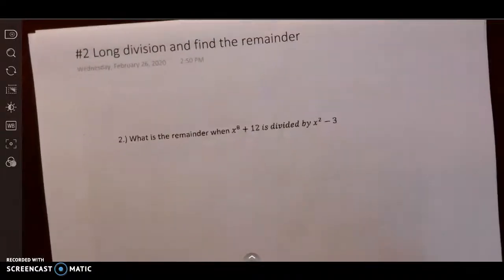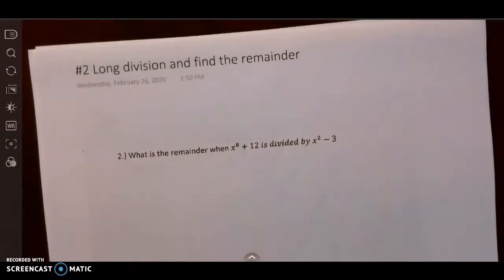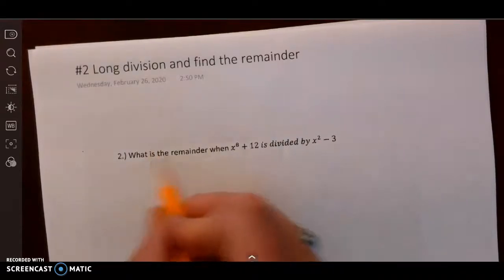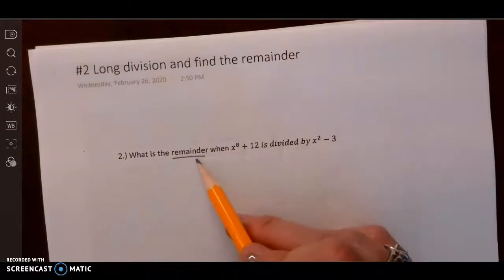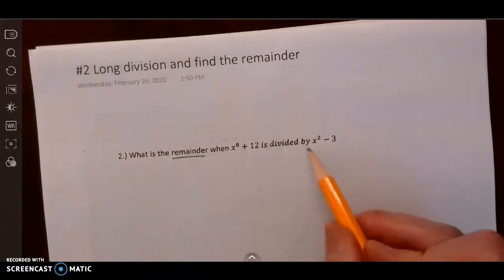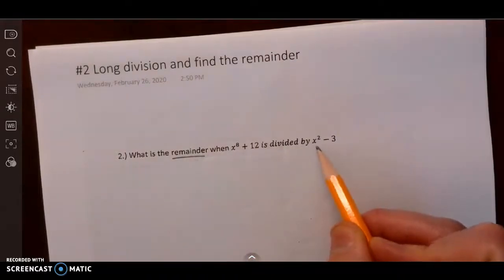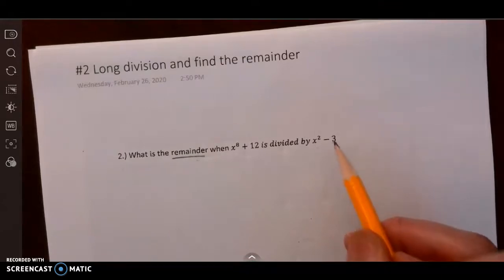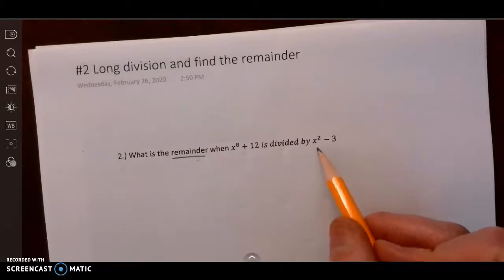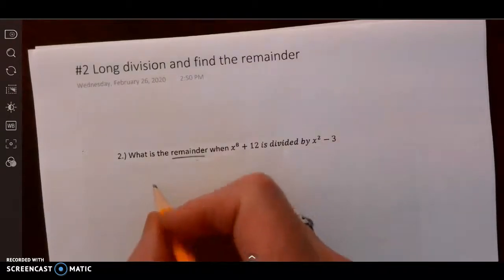So let's do the second long division problem, and we're asked to find the remainder. Actually, that's all we're asked to do: what is the remainder? So I'm thinking, oh, I can use the remainder theorem. However, I can't because I'm dividing by x squared minus 3. You can only use the remainder theorem when you divide by something like x minus 3 or x plus 3. It can't be x squared.